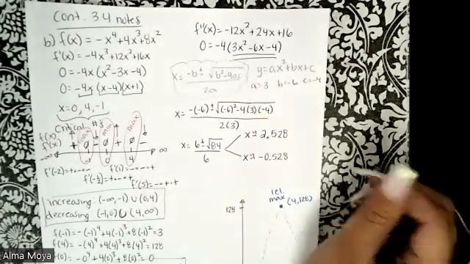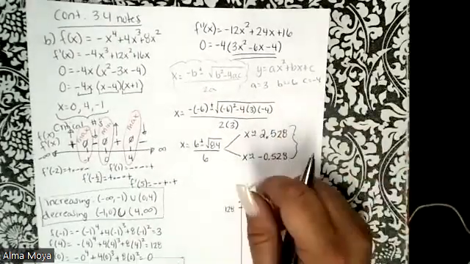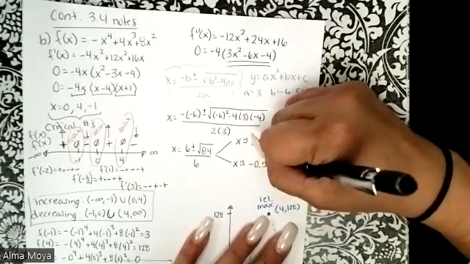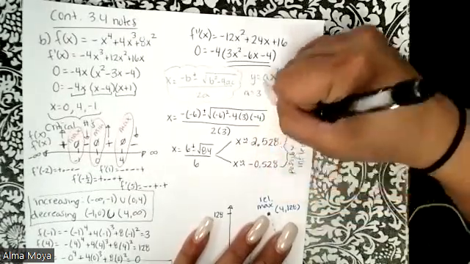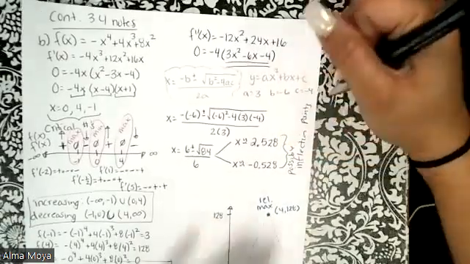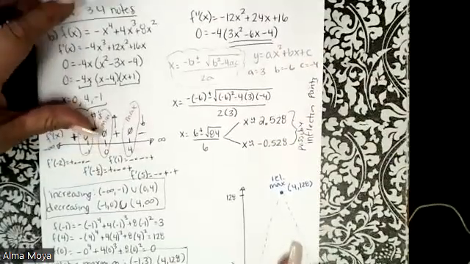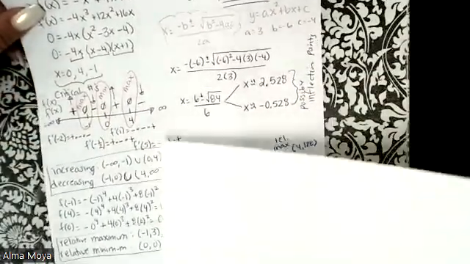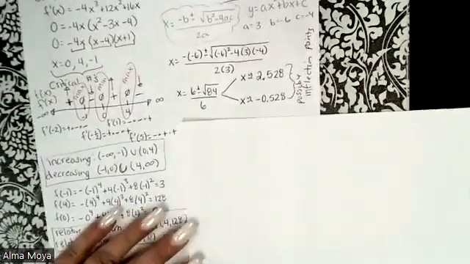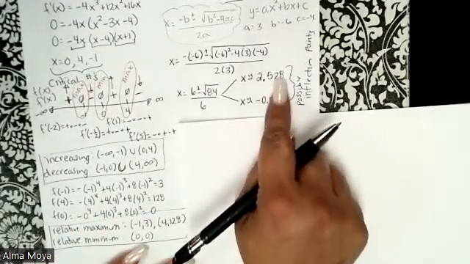0.528. Now, these right here are called possible inflection points. Now, I need to go ahead and do a number line. So I'm going to do a number line for the second derivative with those 2 points on there.